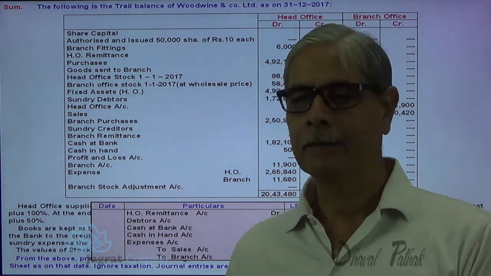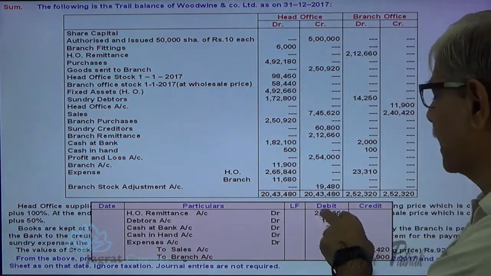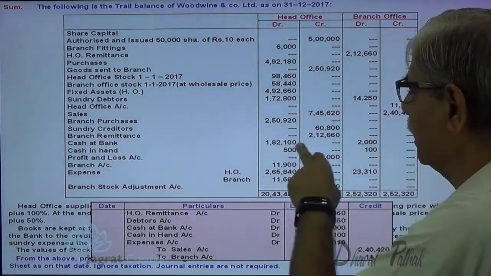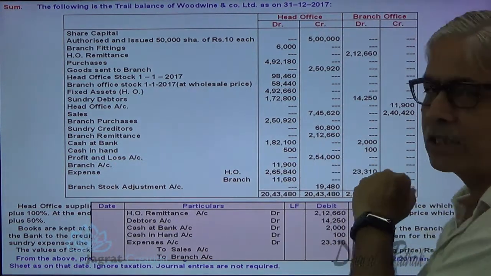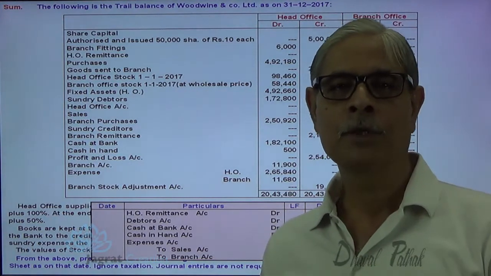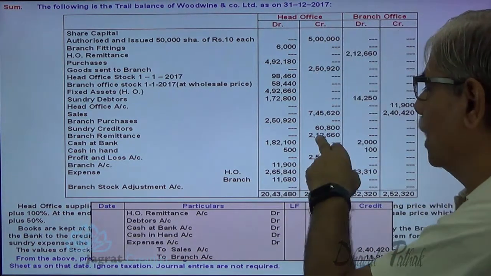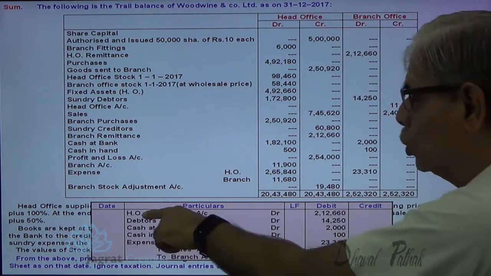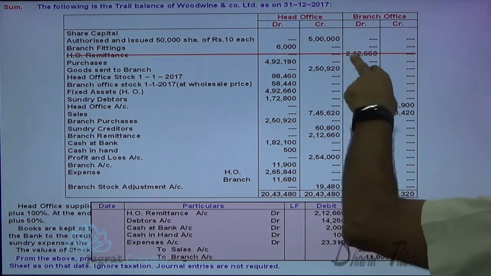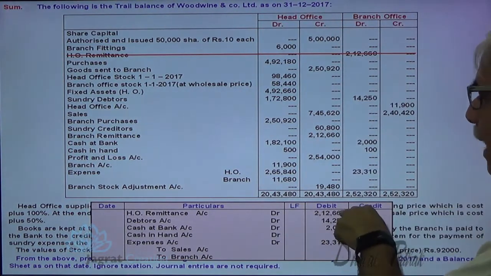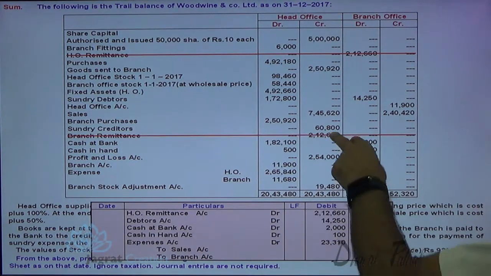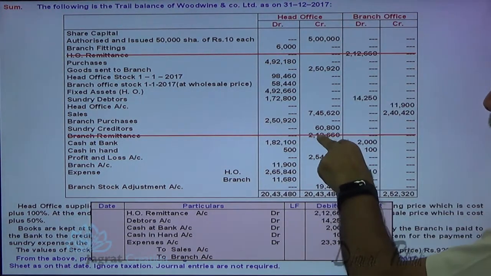Now understand one thing. HO remittance account debit is 12,060. I have got a branch remittance account of 2,12,660. There is a credit balance. I have absorbed the trial balance of the branch. So 2,12,660 I have debited. So this debit entry will cancel these two. So the 2,12,660 absorbed by me will cancel this 2,12,660. So this will be cancelled. By the absorption entry, this balance will be cancelled.